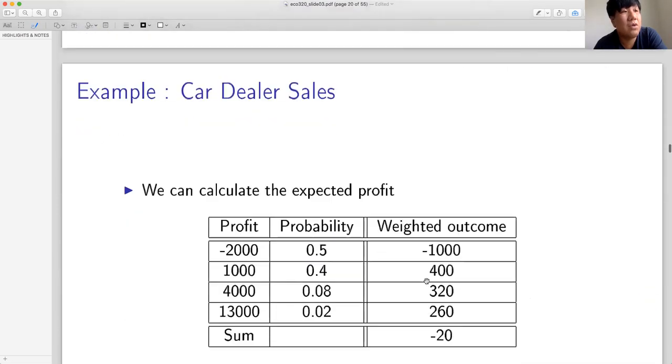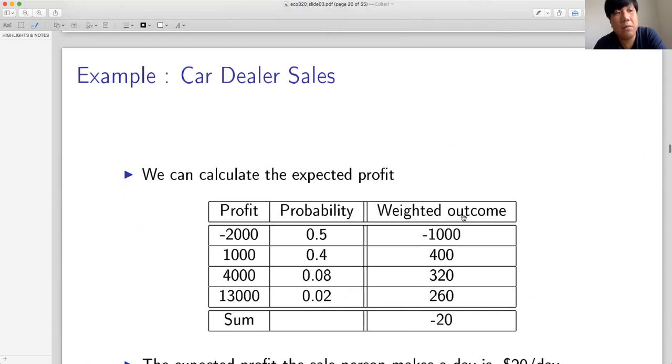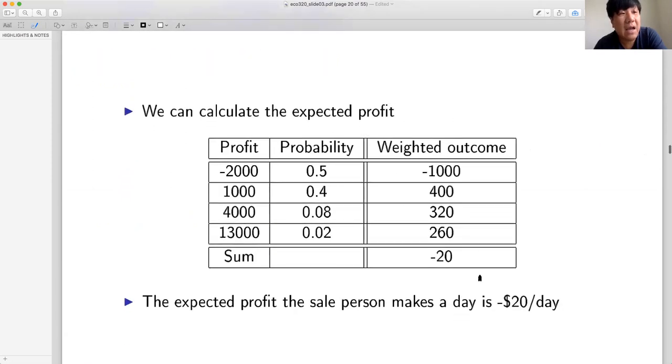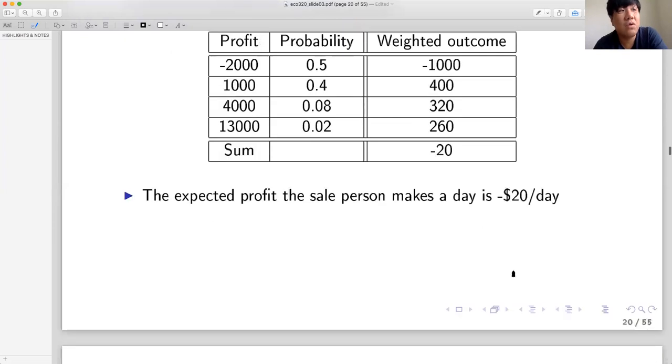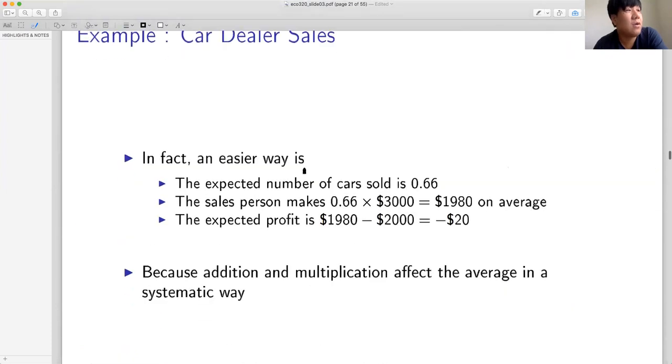So the next step you want to do is a weighted outcome, so weighted profit, which is negative 2,000 times 0.5, which is negative 1,000. 1,000 times 0.4 is 400. Do the same thing, just add them up. So negative 200 bucks is the expected profit, or average profit, you would expect. That means on average, you're making a 200 bucks loss. Then you don't want to keep hiring, right? So that's the easier way of doing it.